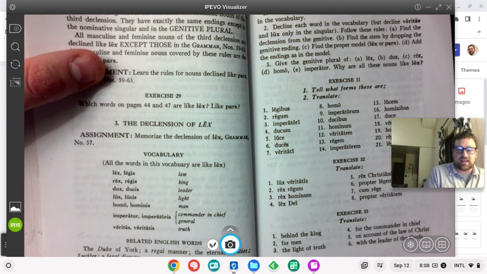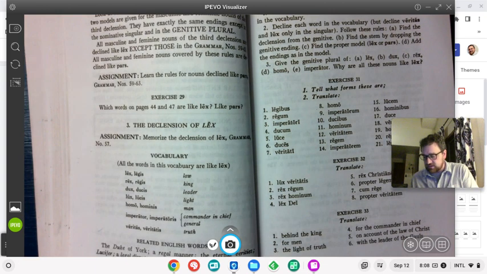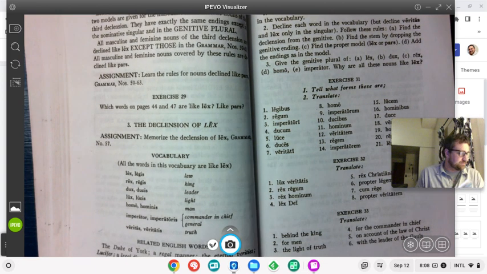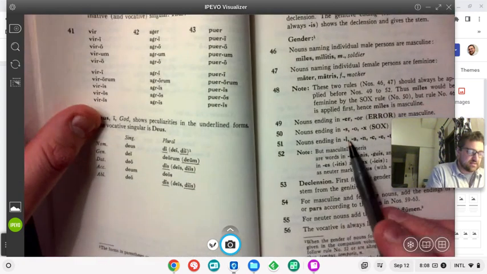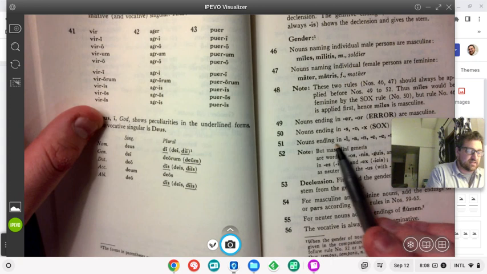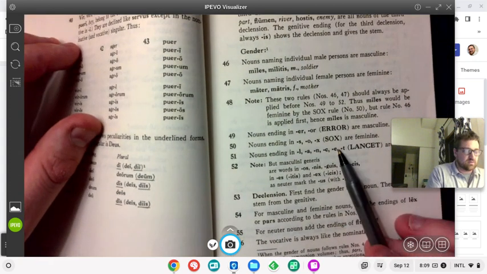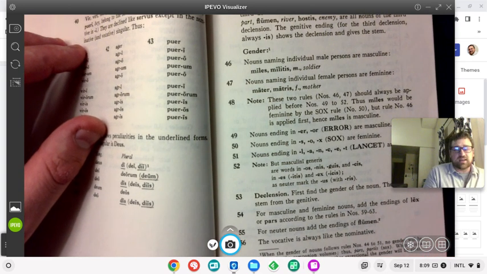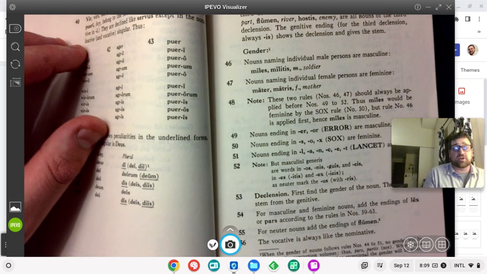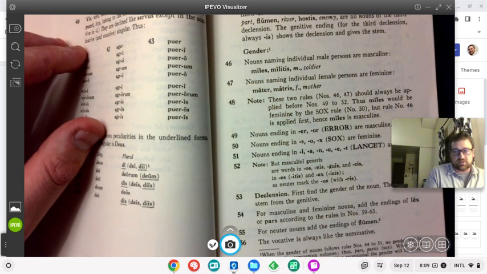I'll go back and show you the last few rules too. All right. Let's see. And the Lancet rule. Nouns ending in L, A, N, C, E, or T, which spell Lancet, are neuter words. And we don't have any neuter words that show up in our vocab yet, but we will, so these rules will come back shortly when we get just a little further down the road, okay?